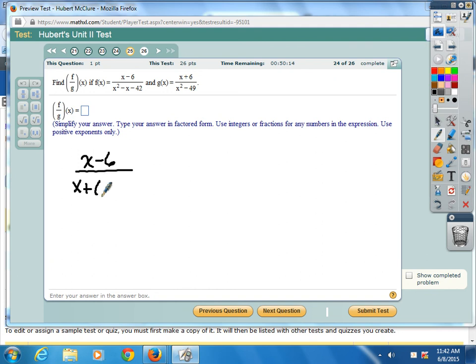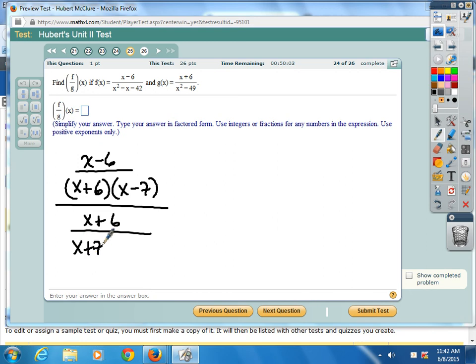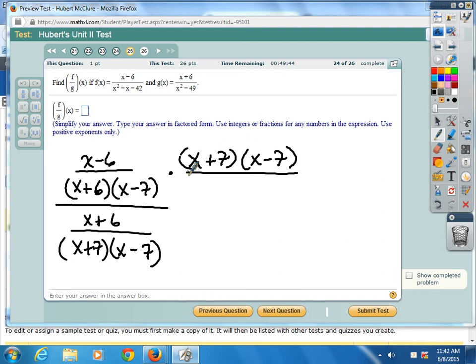X plus or minus 6, 7. Hold up. We're factoring. x minus 7 over x plus 6 over x plus 7, x minus 7. Before you do that, what do you do with a fraction when you're dividing by a fraction? Multiply by the reciprocal. And then that way things will cancel. Yeah, and that's why I screwed myself up so much. Oh, okay. Why?